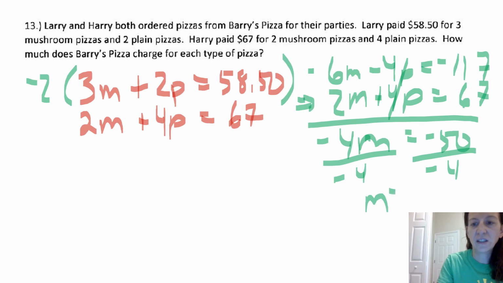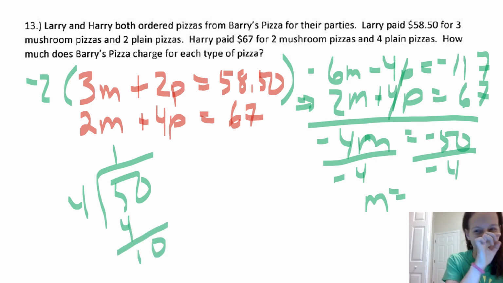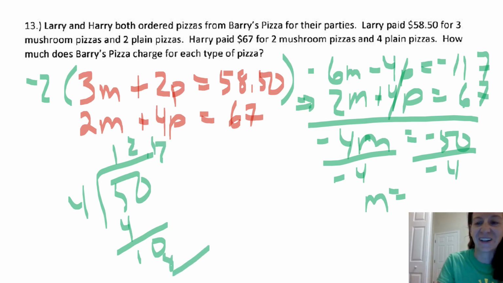And so the cost of a mushroom pizza is, can you tell I don't have a calculator handy? And I'm too lazy to pause the video to go find one because, you know, I have to have one somewhere. $12.50. Okay, that seems good. You guys can check my work.